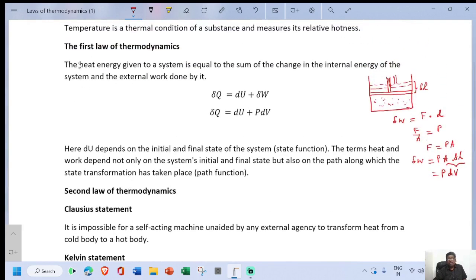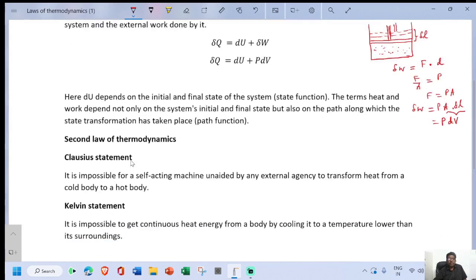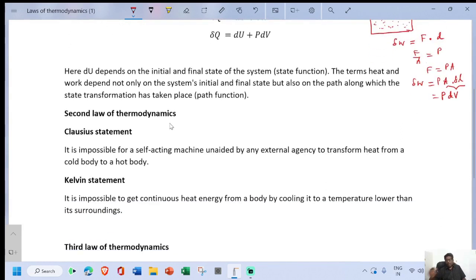The consequence of the first law of thermodynamics is internal energy. The major drawback of the first law is it doesn't say anything about the direction of heat flow. Now we will go to the second law of thermodynamics. It has two statements. One is the Clausius statement and the other is the Kelvin statement.